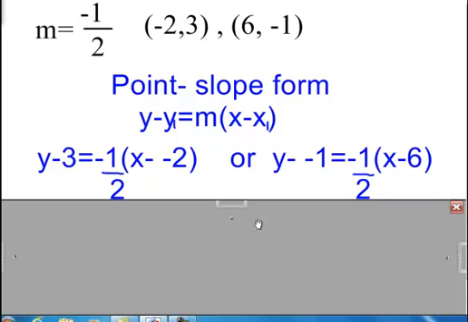Anyways, all we have to do is plug in our 3, which is our y, so we get y minus 3 equals our slope, -1/2, times x minus our -2. And yes, we could just make that x plus 2. Or, if we choose to use the other point, we put in the -1 for our y sub 1: y minus (-1) equals the slope of -1/2 times x minus our x-coordinate 6. And that's how easy it is to write the equation of the line in slope-intercept form.